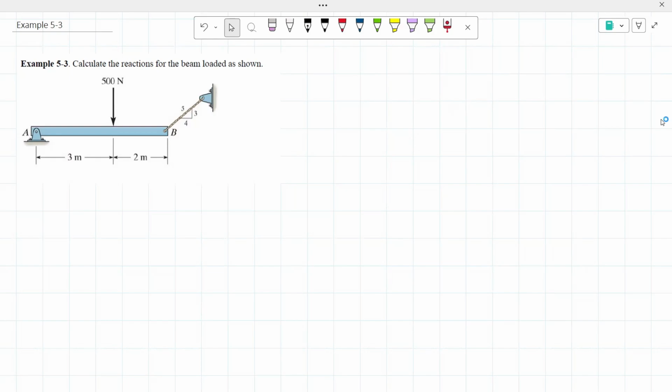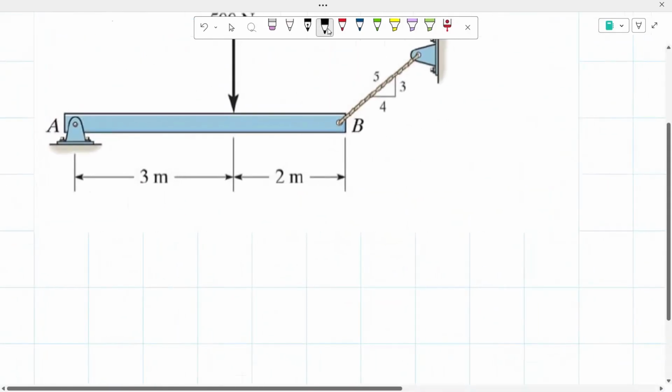Hello everyone, today we're going to be working on example 5-3, and this example is asking us to calculate the reaction of the beam loaded as shown. So as you guys can see here, at point A, we have a pin support, knowing that we're going to have a Y reaction.